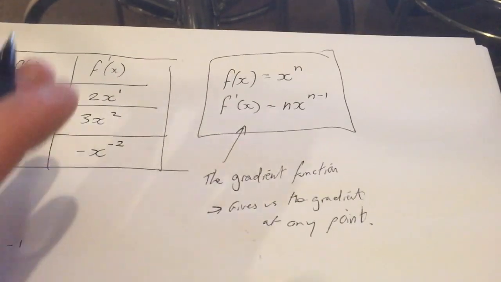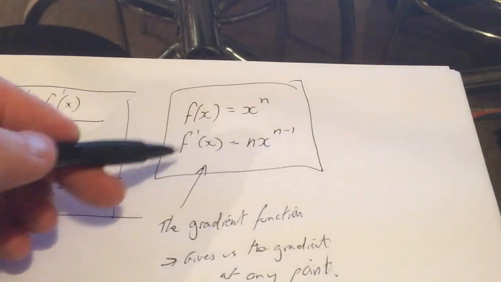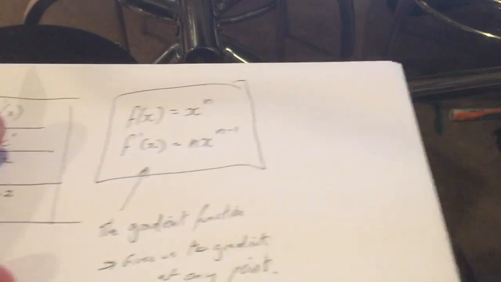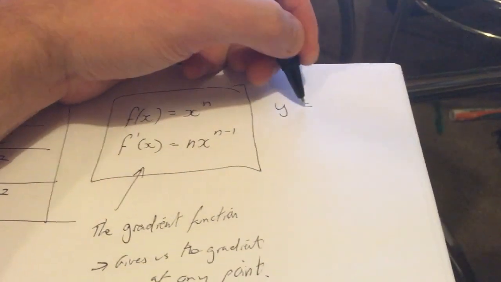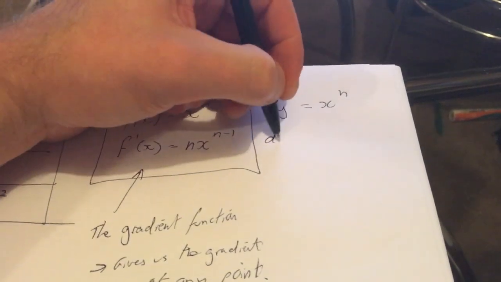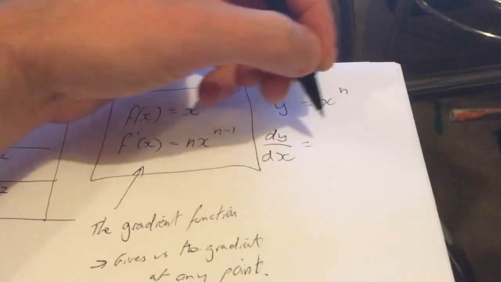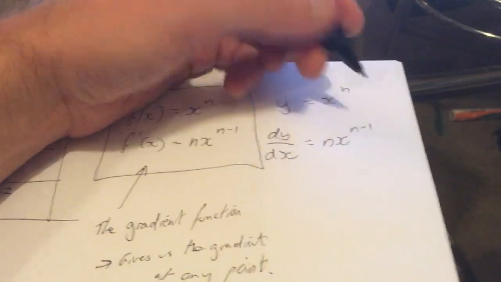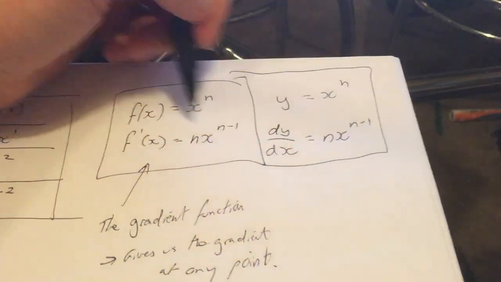Because we don't use this all the time, sometimes we just use y equals. We get the same thing over here. We can say y equals x to the n. And the way we show we differentiated something is we say dy by dx equals n x to the n minus 1. So it's a different way of writing things. These mean the same things.